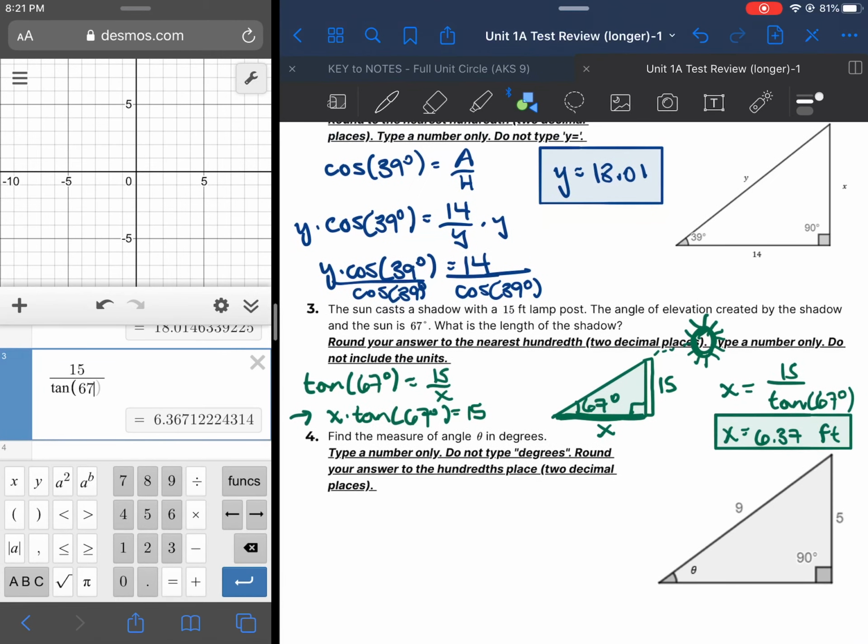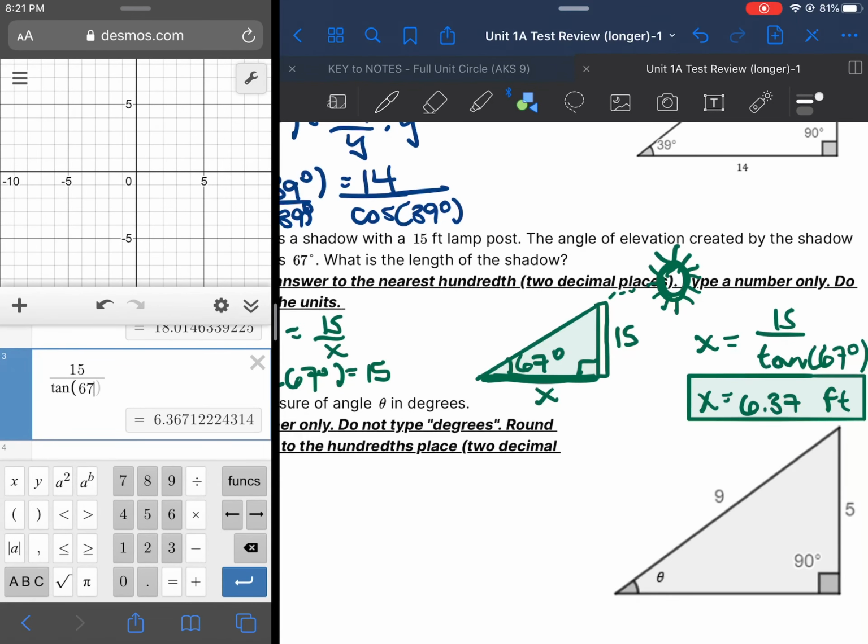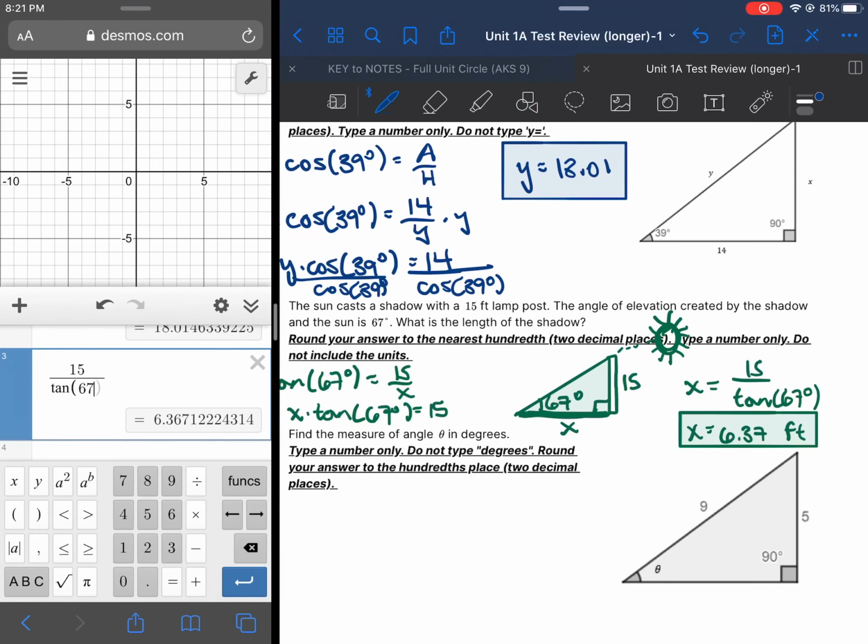Looking at problem number 4, we want to find the measure of angle theta in degrees. So let's look and see what we have relative to angle theta here. We can see that here's theta in the bottom left corner. 5 is acting as the opposite side, the opposite leg of theta, and 9 is acting as the hypotenuse because it's directly across from the 90-degree angle. So I'm just going to label that here. This is the opposite. This is our hypotenuse.